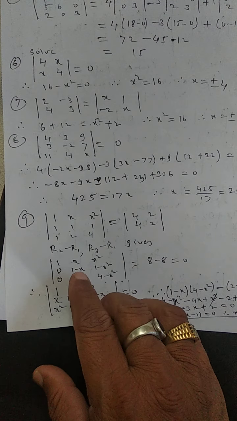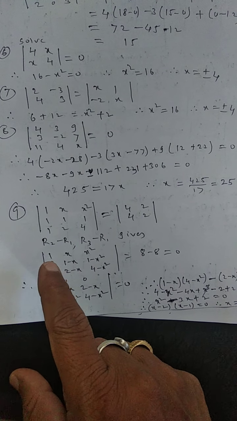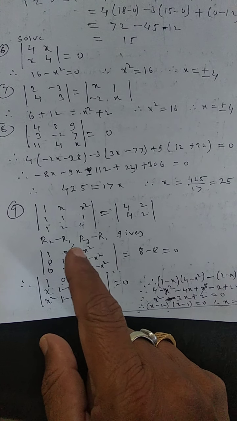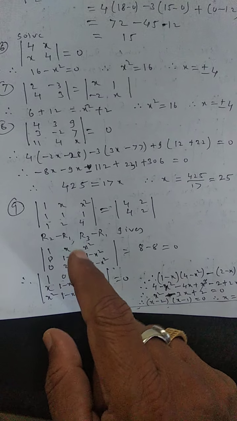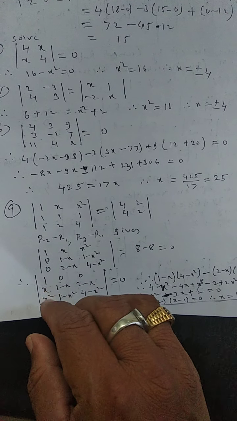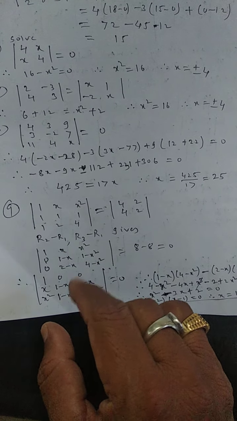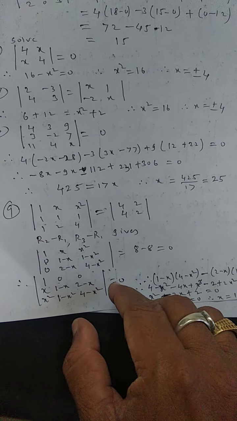Now, we again use the property of determinant, that is, we interchange the rows and columns. So there is no change in the value. So first column becomes first row. Second column becomes second row. Third column becomes third row. And this is equal to 0.